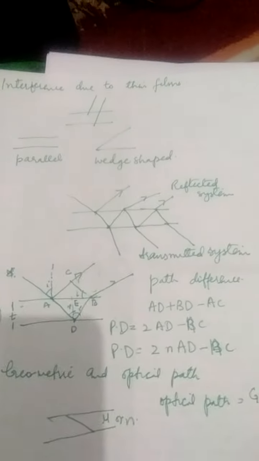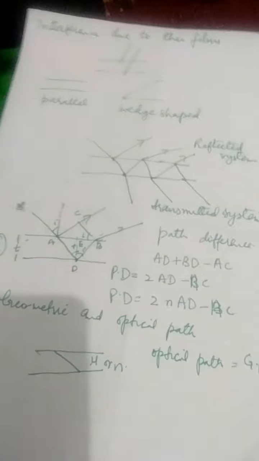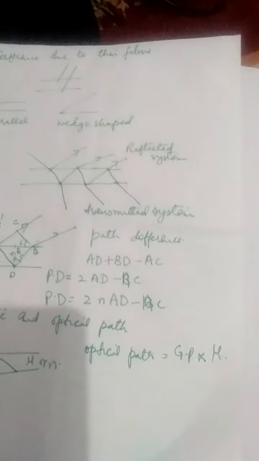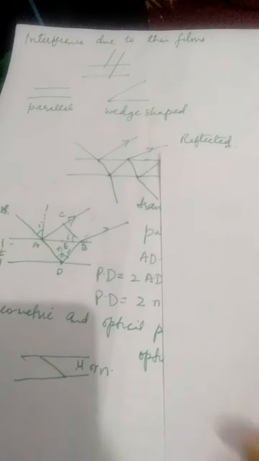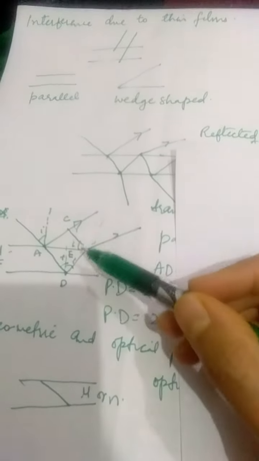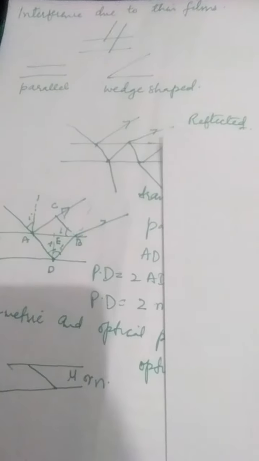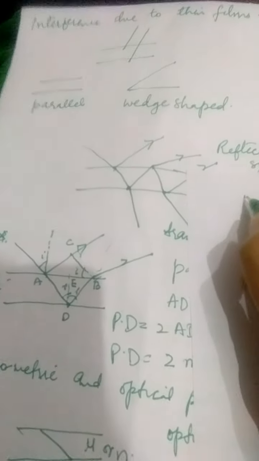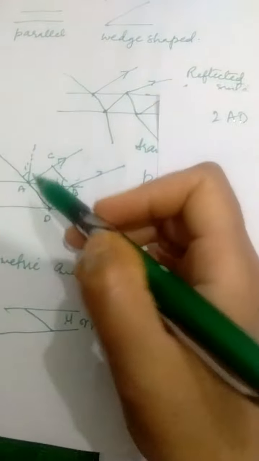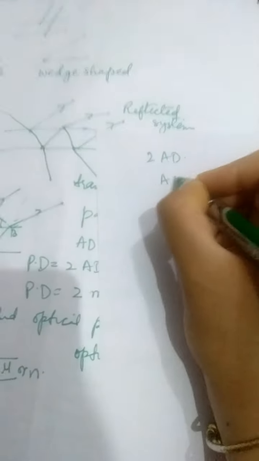Now, let us see what is the path difference essentially. I have told you that it is twice nAD minus BC. Now, let us turn to the next page. Now, let's try to calculate that, in fact, right? So, how do we do that? So, we have to find 2 times AD and we have to find this AC, right?